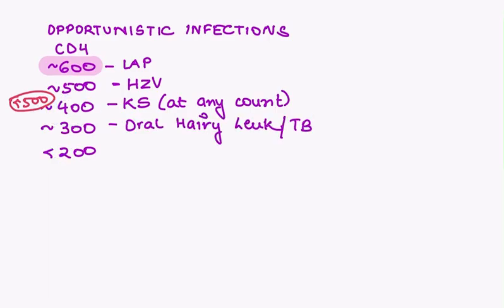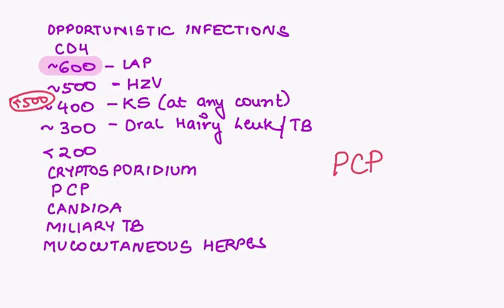Now let's come to 300. That is going to be seen, that would result in oral hairy leukoplakia, which is caused by Epstein-Barr virus, or it can also result in pulmonary tuberculosis. Finally comes less than 200, which you already remember. There was one fungus which is known as PCP, that is Pneumocystis carinii pneumonia, which always tends to occur below 200. This you studied in mycology.